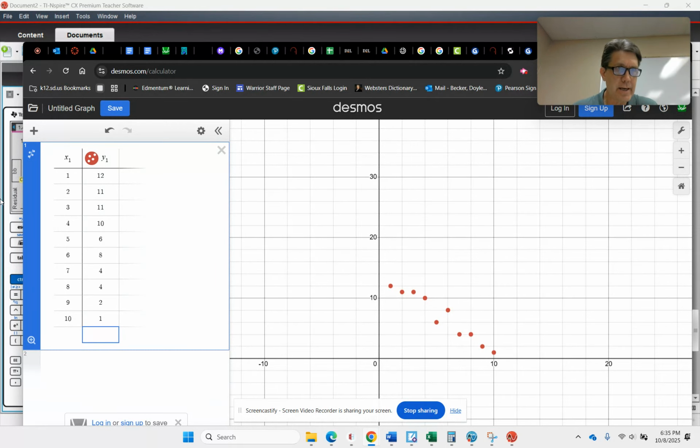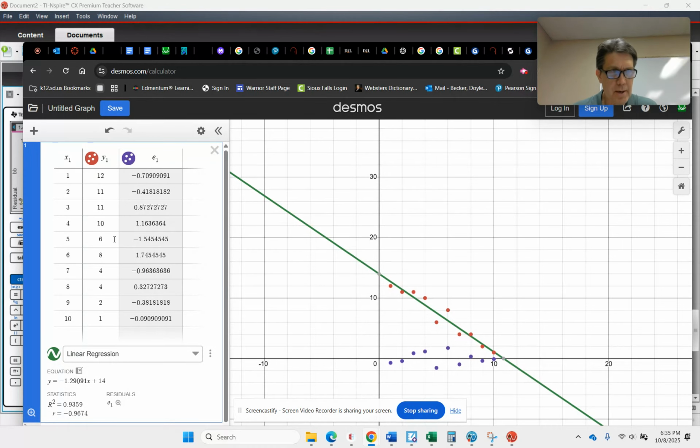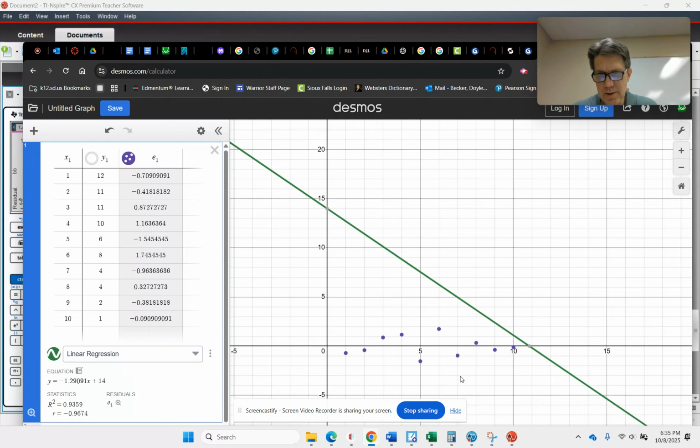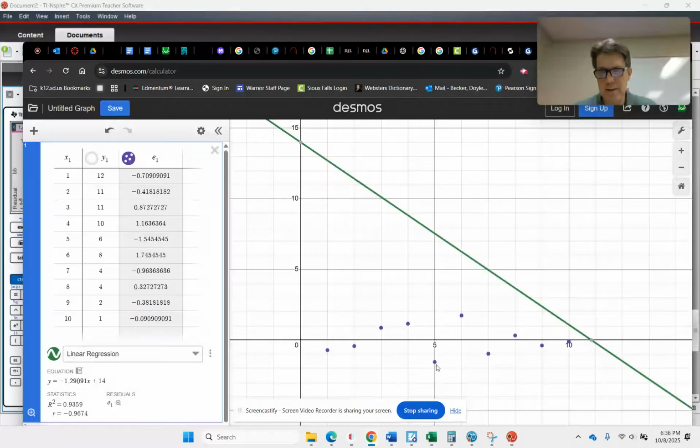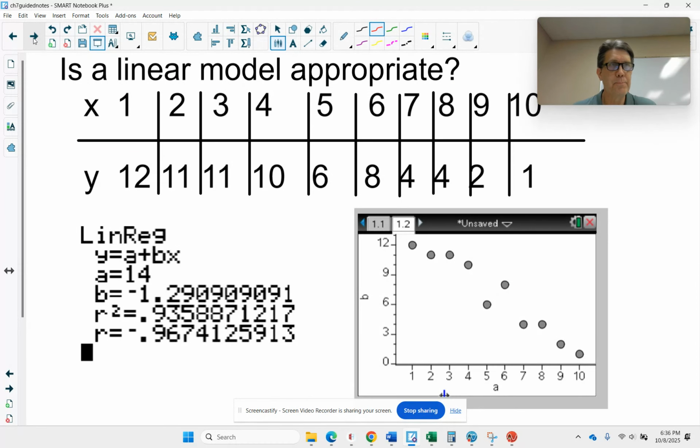I'm going to add a regression. Then I'm going to add the residual plot. I'm going to shut my regression off and look at my residuals. I'll zoom in a little bit and just see, is it an appropriate model? It looks pretty random to me.